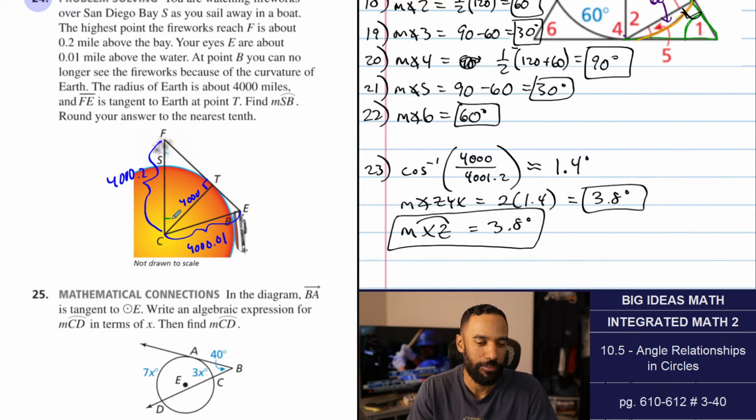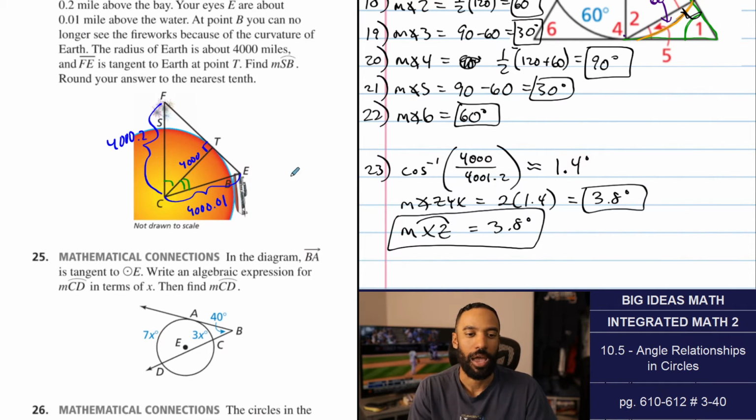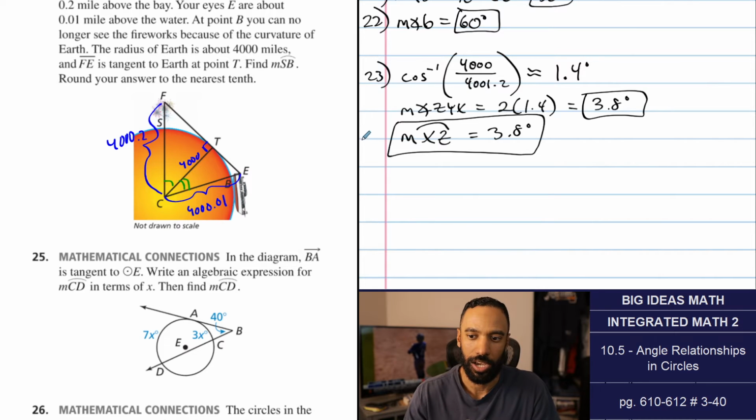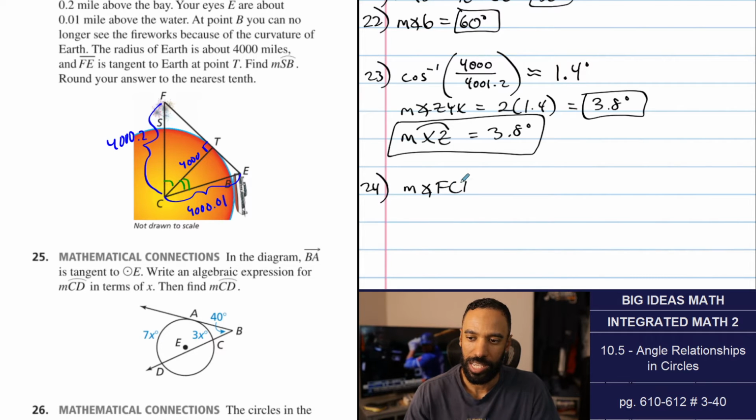I have to find these two different angle measures and add them together, because it's a central angle with C as the center. So on number 24, I'm going to find the measure of angle FCT as the inverse cosine.